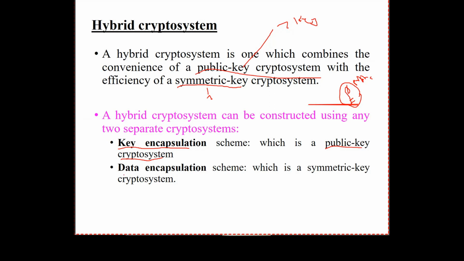But when we talk about data encapsulation, we take the message, and we encrypt the message using the key. So there are two things here: we encapsulate the key and we encrypt the message. We encrypt the message using the secret key, but we encapsulate this secret key using the public key encryption. How is that happening? These are the two separate ways that we can do the hybrid cryptosystem.